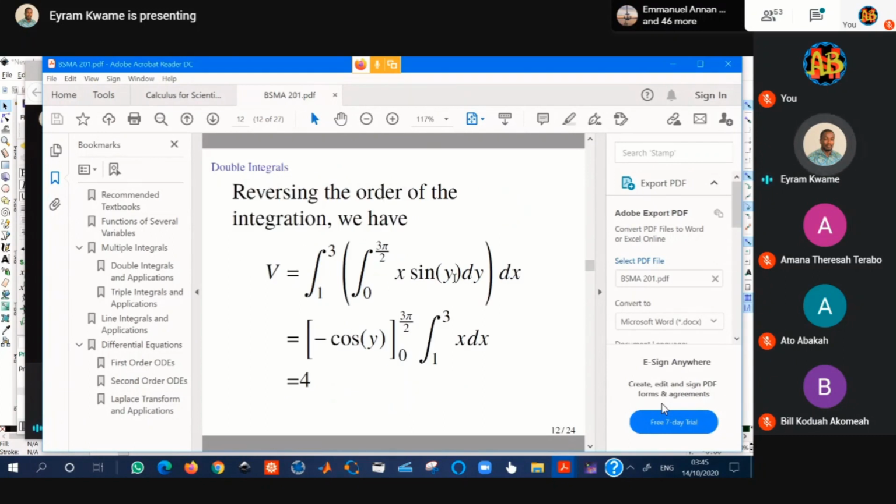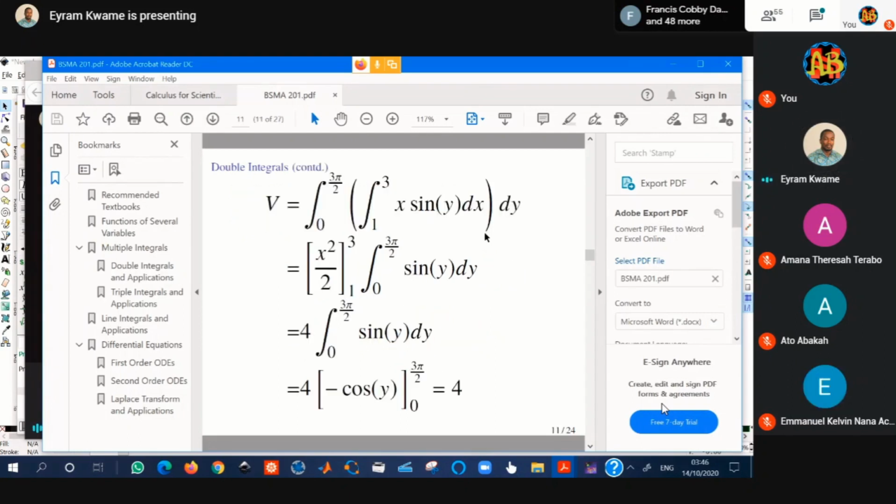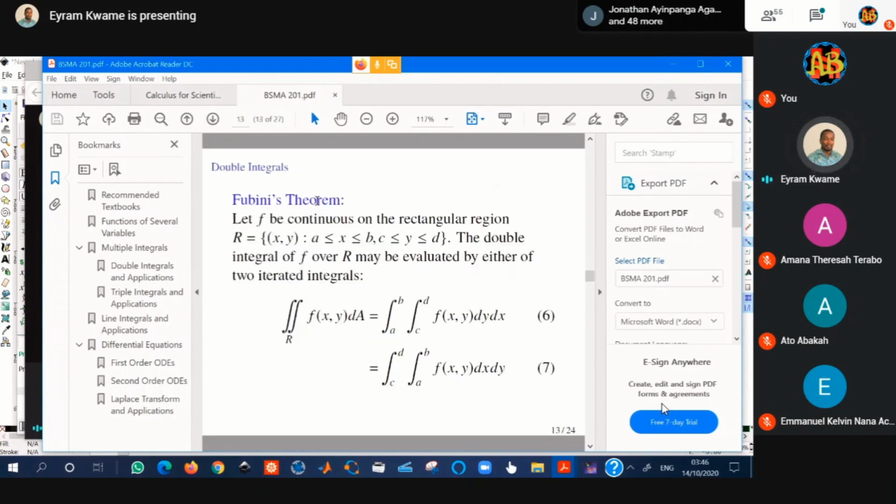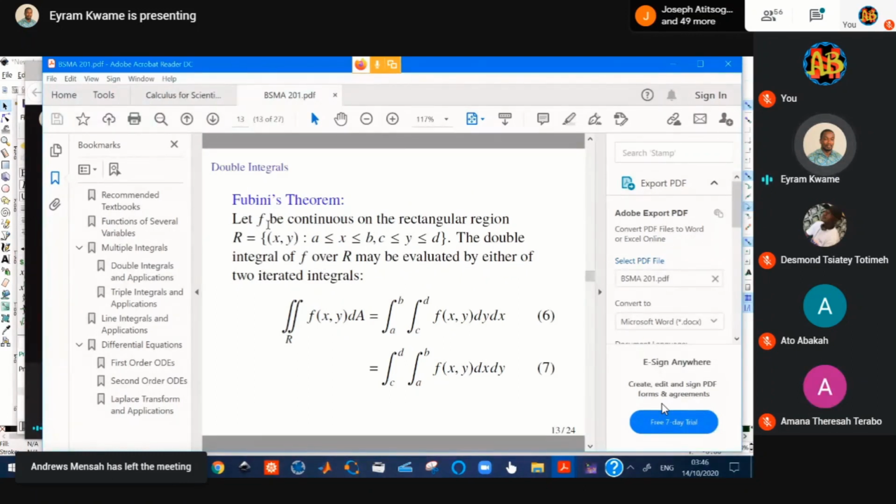Now, when I change the position, dy still goes with the limit 0 to 3 pi over 2, and dx goes with 1 to 3. But now it means I'll have to integrate first with y. When I integrate first with y, I have this, but this I know is just positive 1. Then I can also integrate from this, which gives me my 4. So whether you integrate with y before x or with x before y, you get the same result. This leads to what is called Fubini's theorem.